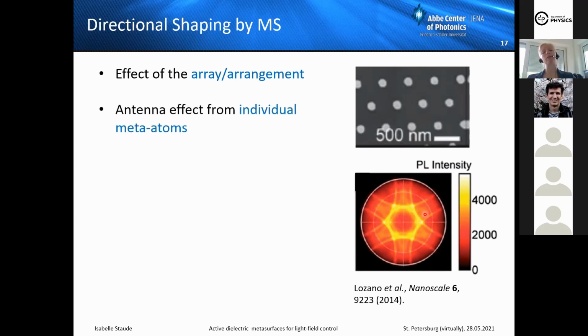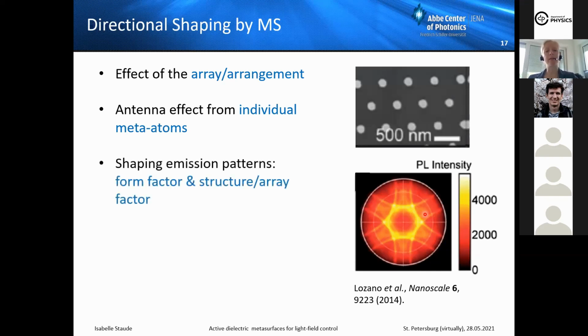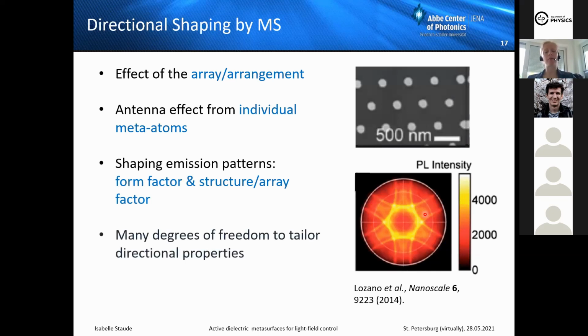But then we can also have an antenna effect from the individual meta-atom, in particular for structures that support several multipolar orders. It can be shown, for instance, that superimposing a quadrupole and a dipole, one can already get quite a directional antenna from a single particle. So for shaping emission patterns, we have both the form factor and the array factor available. There are many degrees of freedom to tailor directional properties in metasurfaces.